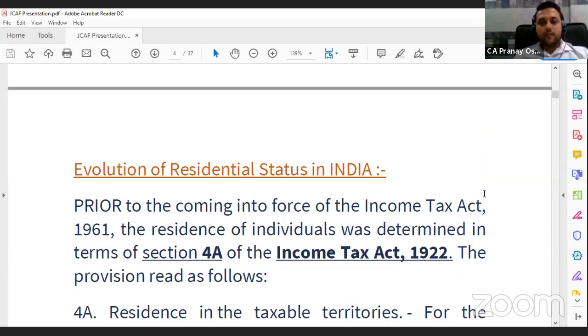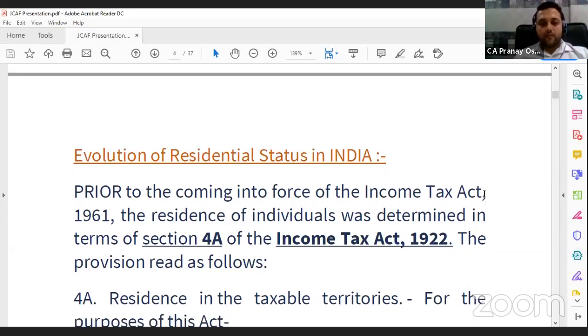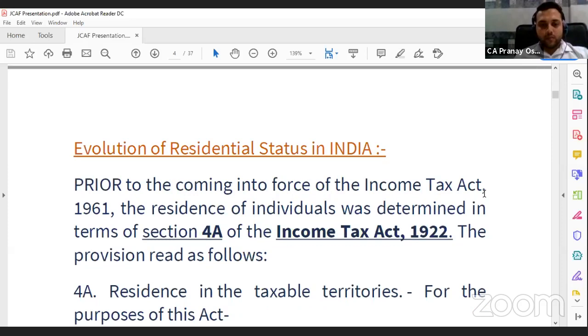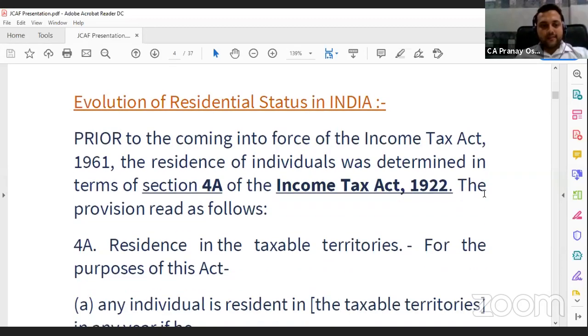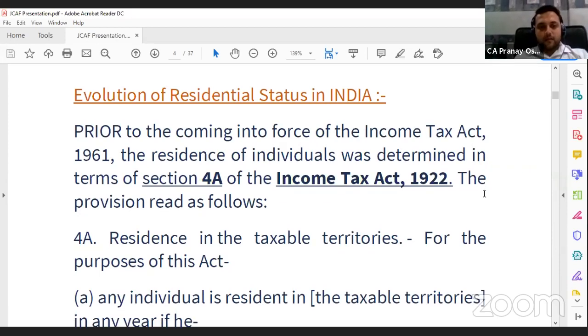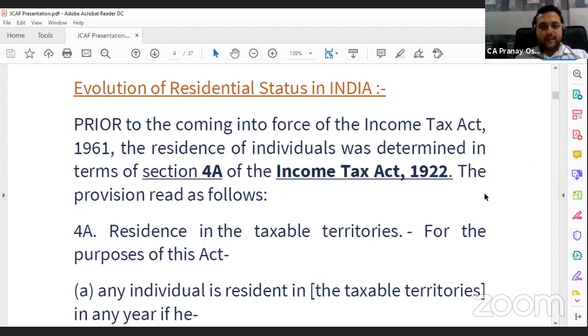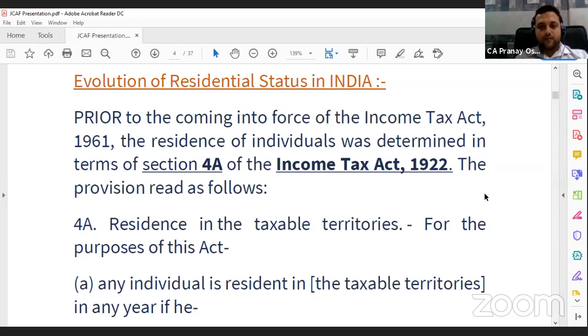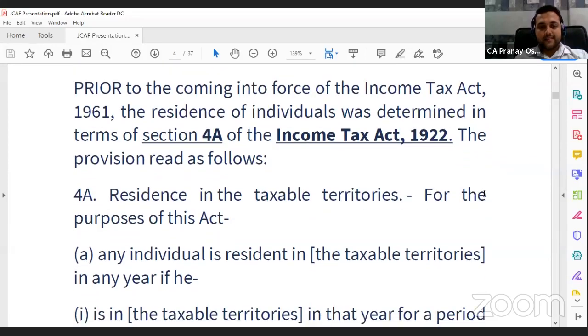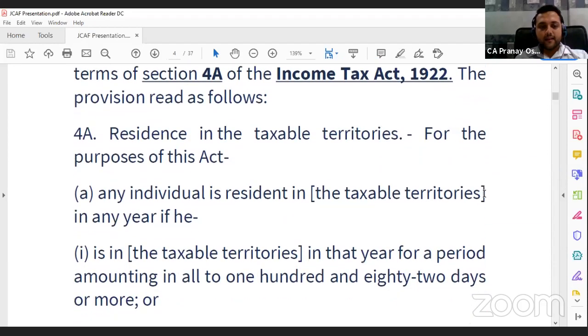So, evolution: we can trace back the evolution of this section on residential status in India right from the Income Tax Act 1922, in the terms of Section 4A. Let us see what this Act says. Prior to the coming into force of the Income Tax Act 1961, the residence of an individual was determined in terms of Section 4A of the Income Tax Act 1922. The provision read as follows: the residence in the taxable territories for the purpose of this Act.